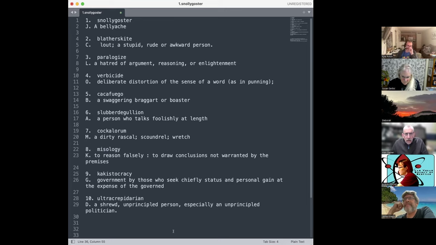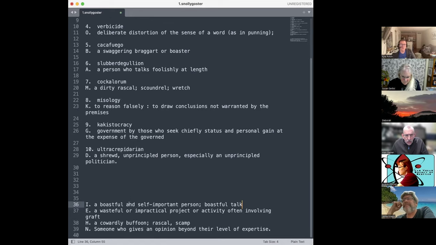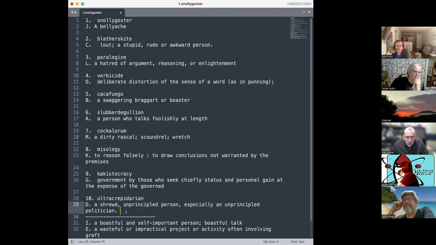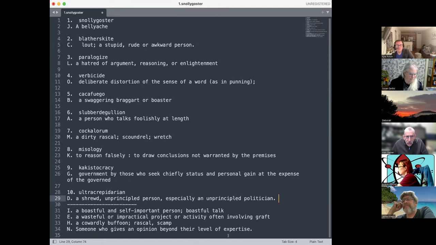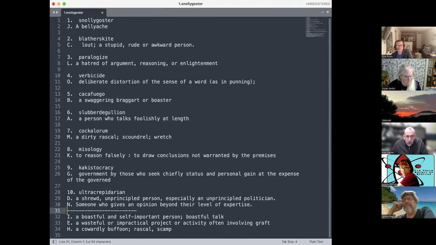Where are the remaining things? Oh, unused are out here. Shrewd, unprincipled person, especially. Isn't there five of them that are unused? Four. Hang on. I'm wondering if 10 shouldn't be N, only because I'm thinking of the ultra part of it. Oh, yeah, ultra is a better fit for N. You're right.